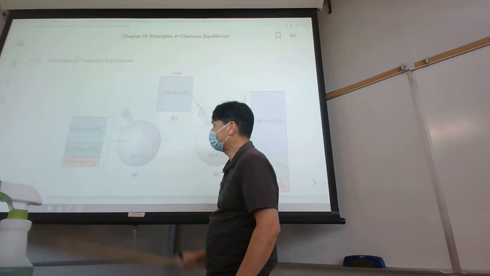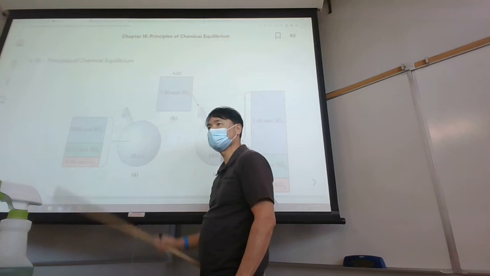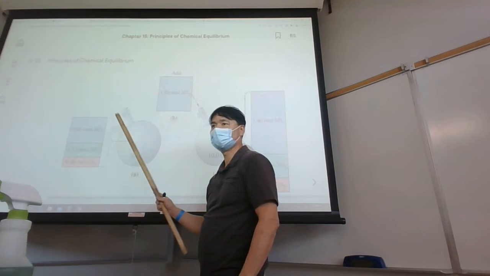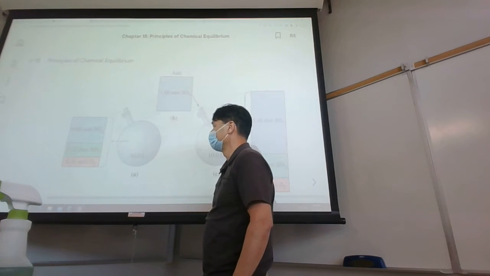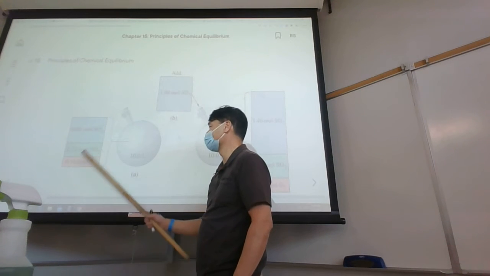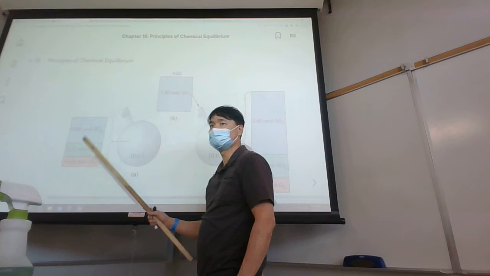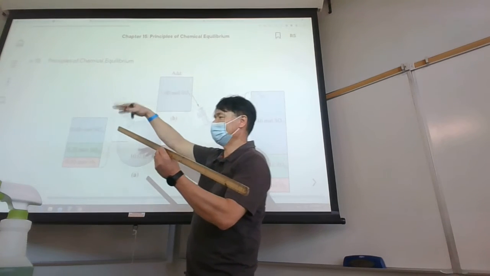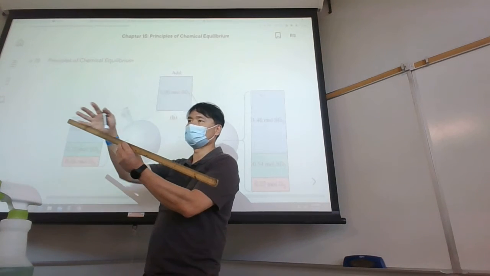There are ways to try to get more SO3. Let's say I want to get more SO3. You know, what can I do? I could try adding more SO2. If I add more SO2, then you're feeding the uphill side here, and it's going to force more downhill.